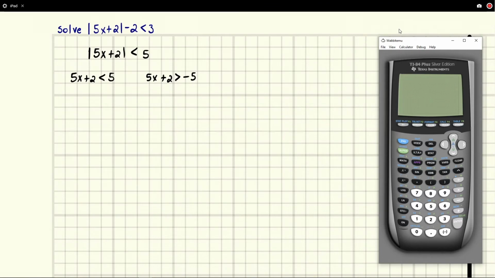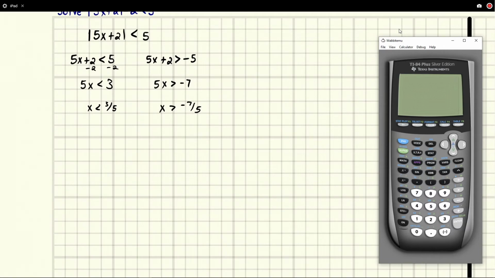So, all right, let's go ahead and solve these two sides. We want to subtract 2 from both sides to get rid of that. So we're going to get 5x less than 3, and dividing by 5, we get x less than 3/5. On this side, we're again going to subtract 2 from both sides. We're going to get 5x greater than negative 7. And then we divide by 5, and we get x is greater than negative 7/5.